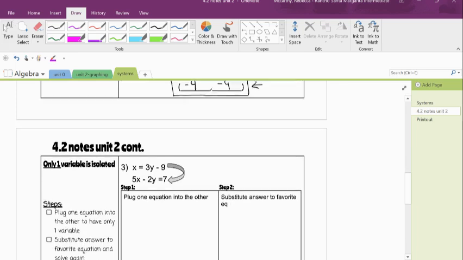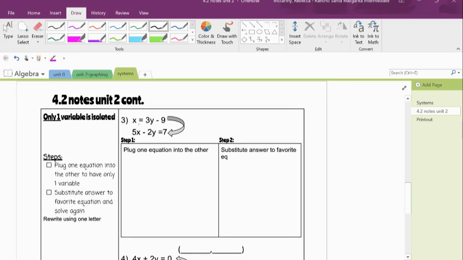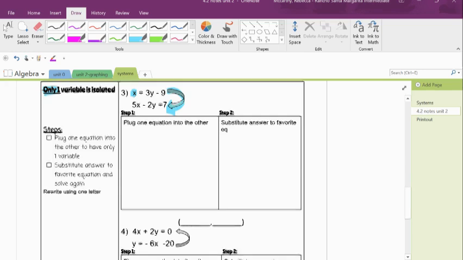Now, what if in the case I do not have y equals and y equals? Only one variable is isolated. So what happens when only one of them is isolated? So I'm going to take that one and I'm going to plug it into the x in the other equation. So I'm going to take one and plug it into the other.